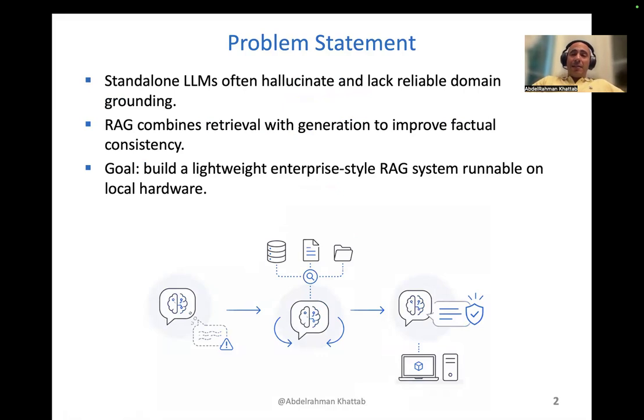The project mainly is solving a problem. The problem statement is that standalone LLMs often hallucinate and lack reliable domain grounding. I have a specific motivation for this project because I work for a company called Unifor, and one of the areas that I'm pitching every day is the SLM factory, and how having an SLM that is focused on a specific subject makes it very subject matter expert and enables much higher accuracy based on reliable domain grounding.